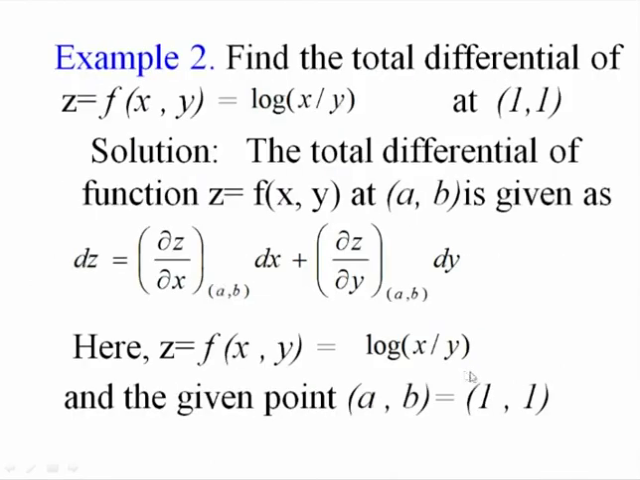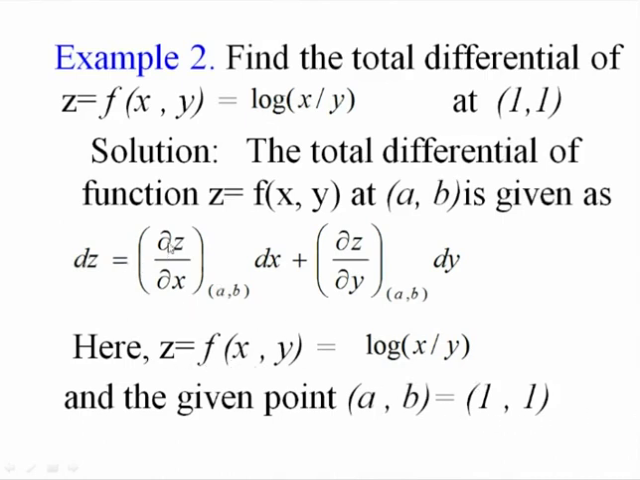Okay, now let us take another example. Find the total differential of z is equal to f of xy, which is equal to log of x by y at the point 1, 1. So we know that the total differential of the function z is equal to f of xy at the point a, b is given as dz is equal to del z by del x at the point a, b dx plus del z by del y at the point a, b dy. Now here our function z is equal to log x by y, and the given point a, b is 1, 1.